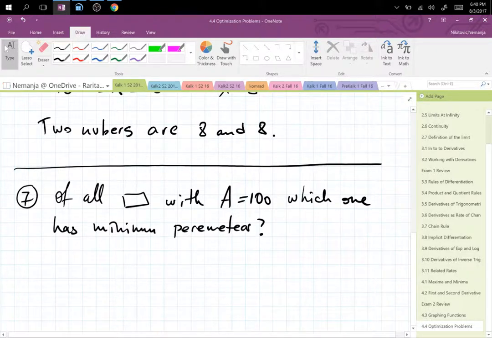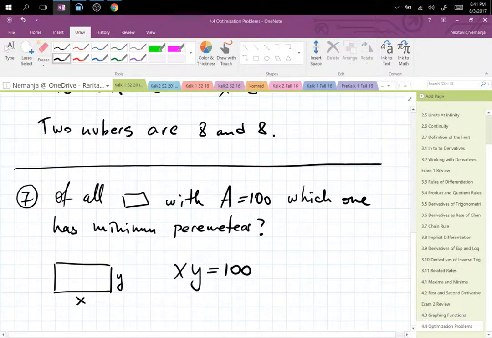We should clearly write some equations, right? You draw the rectangle, and you have your x and y. What's the area equation to utilize 100? x times y equals 100. Very good. And it says which one has a minimum perimeter.